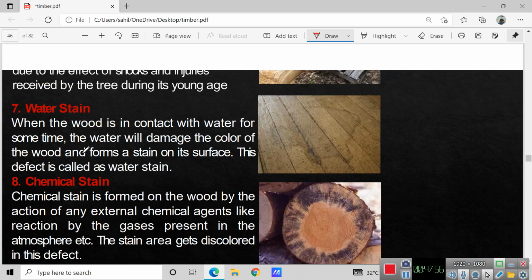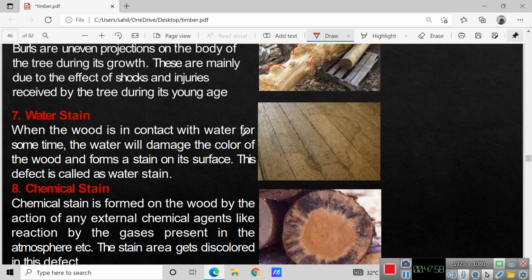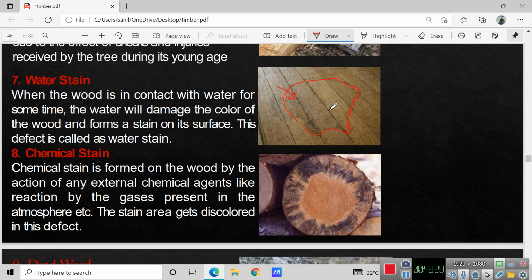And next is water stain. When the wood is in contact with water for some time, the water will damage the color of the wood and form a stain on its surface. This defect is called water stain. You can see this is the water stain. Due to the presence of minerals and salts in water, their pH is not neutral. Sometimes their pH may be greater than 7 or less than 7. So basically they react with the wood and form a mark on it, which is very hard to remove. This is known as a water stain.